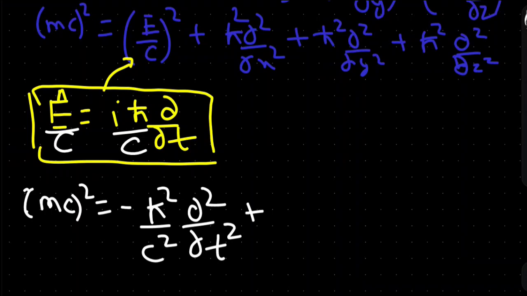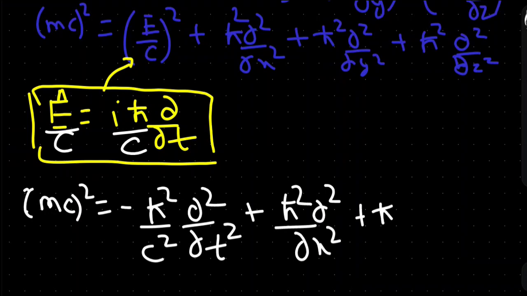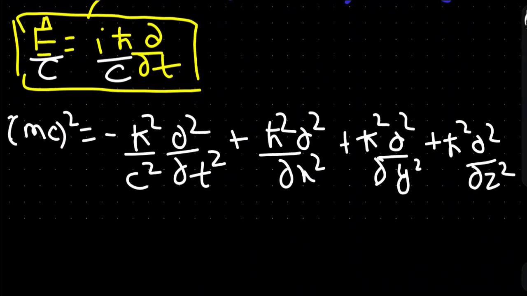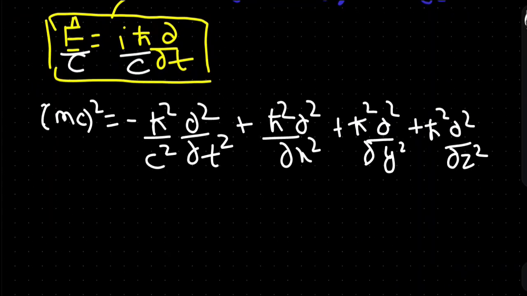Okay, then plus h bar square del square upon del x square plus h bar square del square divided by del y square plus h bar square del square by del z square. Now what we are going to do is take this mc square to the right hand side, and then multiply with the minus sign. So if you multiply the minus sign, what will happen? The minus will become plus here, and here it will become minus, here it will become minus, here it will become minus.